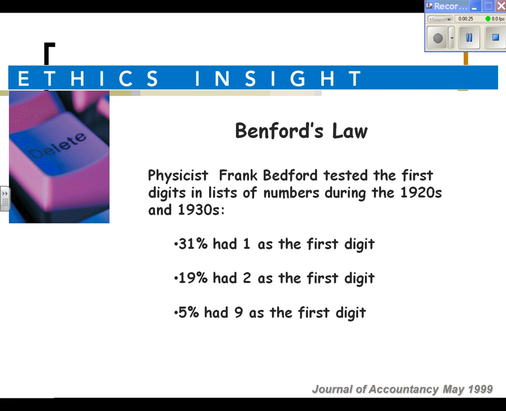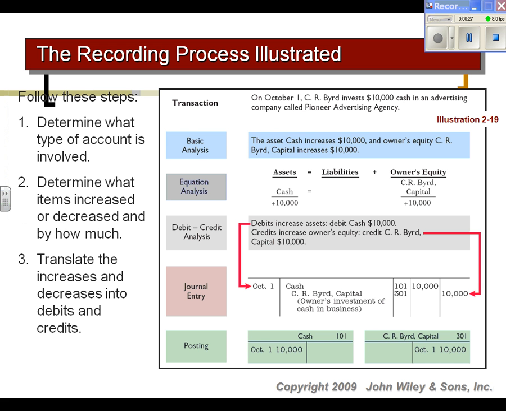All right, all I'm going to do now is show you the recording process as illustrated in your textbook. And I'm just picking a couple of illustrations. So first you're going to analyze the transaction. This is a transaction relating to cash. This person, Bird, is investing $10,000 cash in a new company. So Bird is creating this advertising company called Pioneer Advertising Agency. So there's the transaction. We're analyzing it.